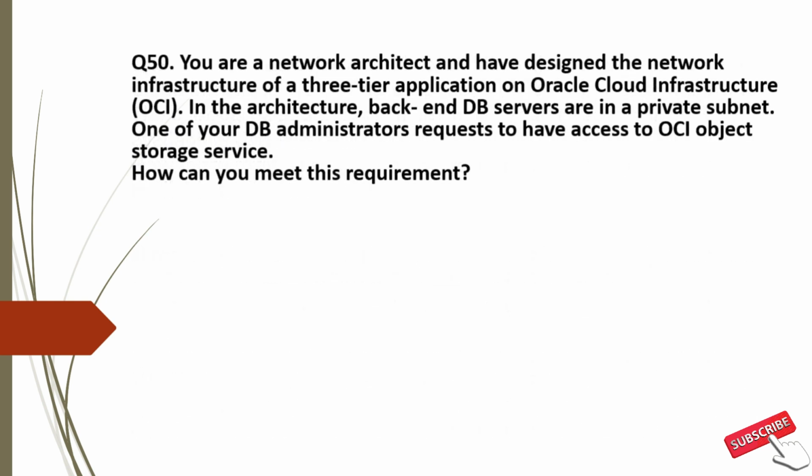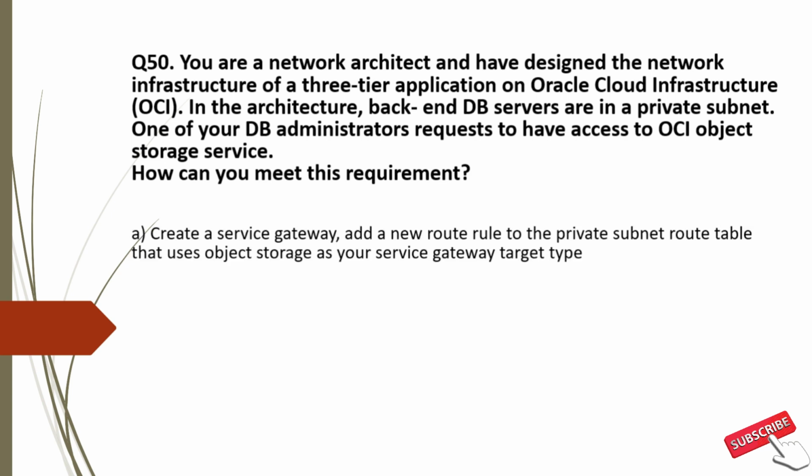Question 50. You are a network architect and have designed the network infrastructure of a 3-tier application on Oracle Cloud Infrastructure. In the architecture, backend DB servers are in a private subnet. One of your DB administrators requests to have access to OCI Object Storage Service. How can you meet this requirement? And the options are A, create a service gateway, add a new route rule to the private subnet route table that uses object storage as your service gateway target type.